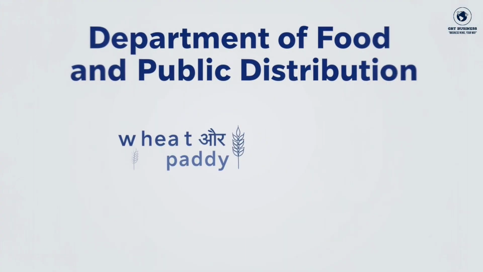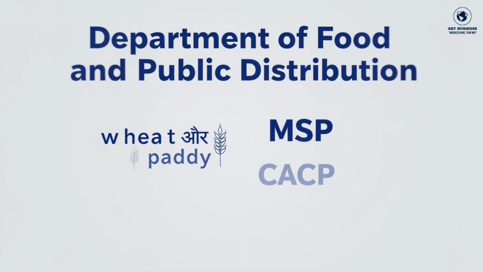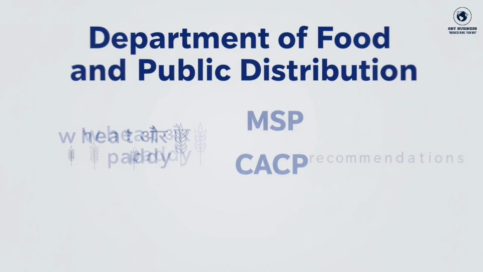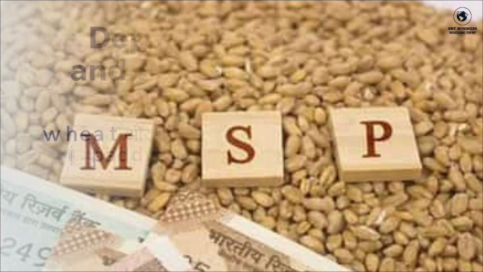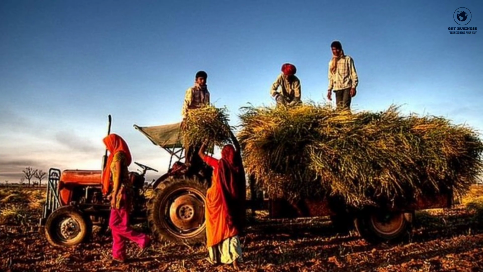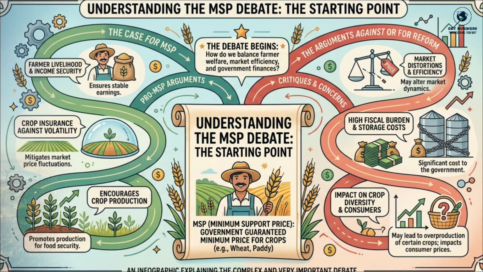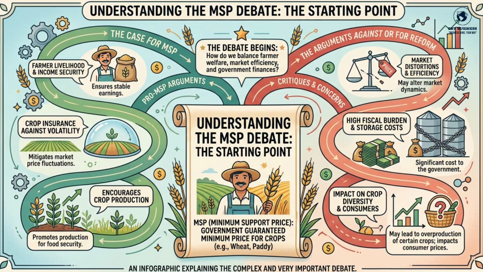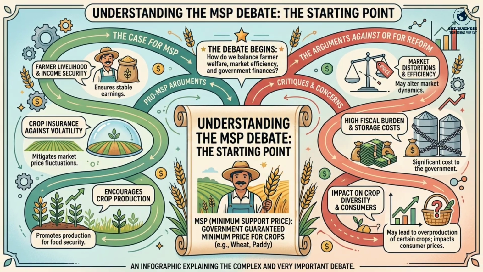According to the Department of Food and Public Distribution, the MSP for wheat and paddy are also fixed based on the recommendations of the CACP. But the real confusion lies in the formula for MSP. Farmers often ask, how does the government determine the cost? It is very important to understand this because the debate over MSP begins here.